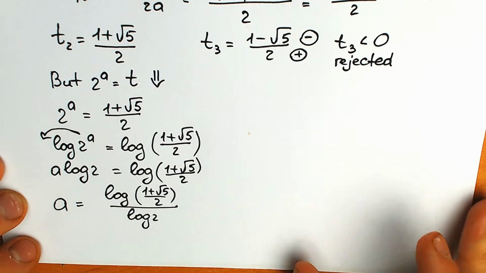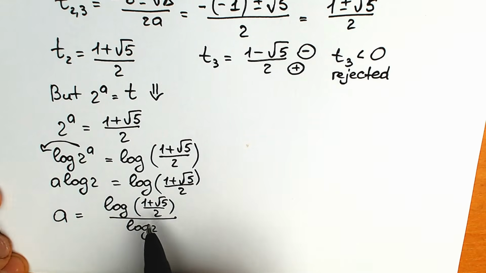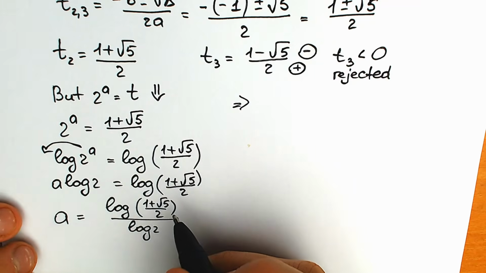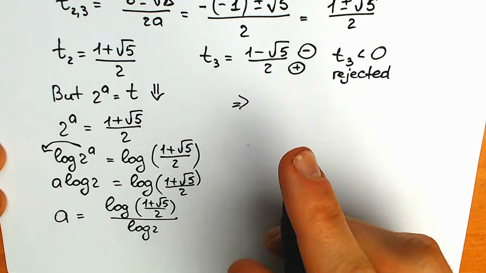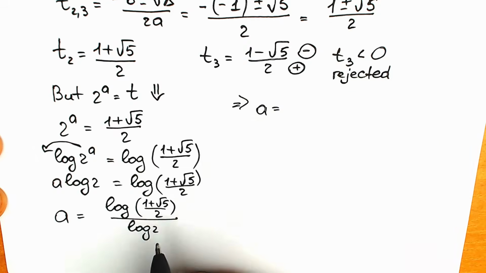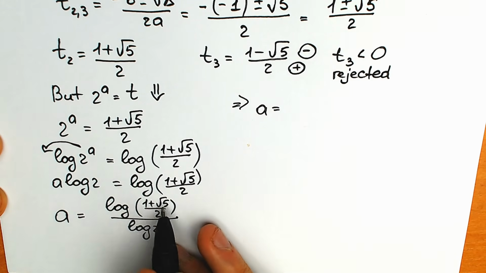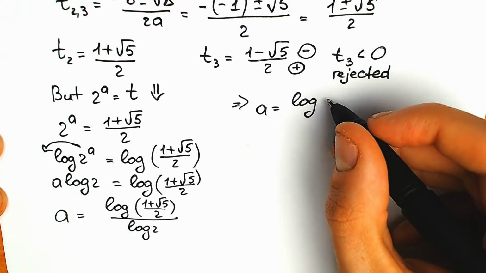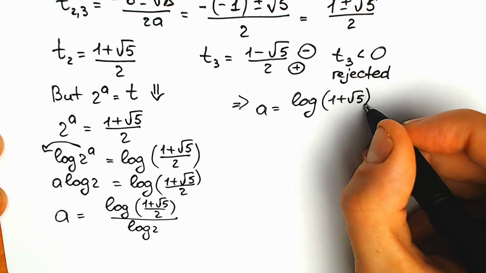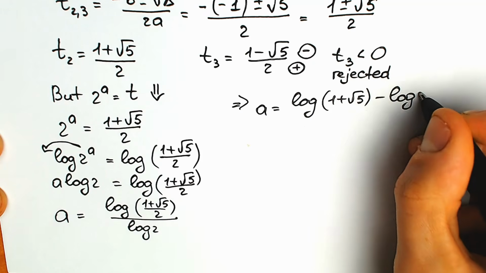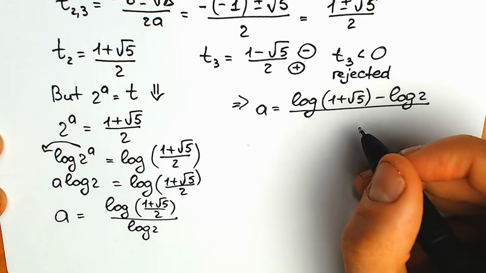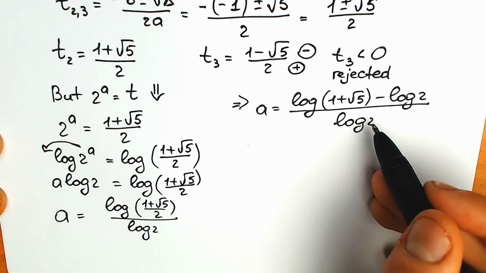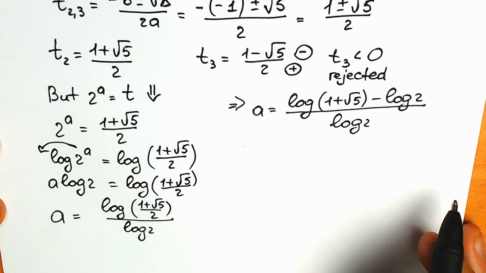And a few thoughts about this expression, because we can easily simplify the numerator. When we have a log of a fraction, we can write it as a subtraction, a difference of two logs. So a equals log of the numerator, log of (1 plus square root of 5), minus log of the denominator, log 2, all over log 2. Here we can see this log 2, and here we can also see this log 2, so we can divide by this log 2. This is the common thing.